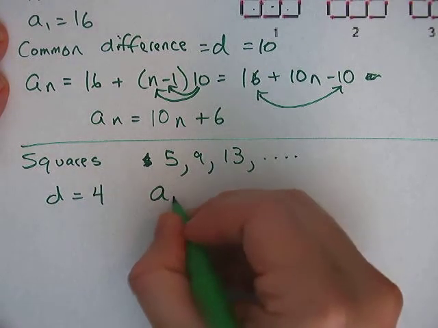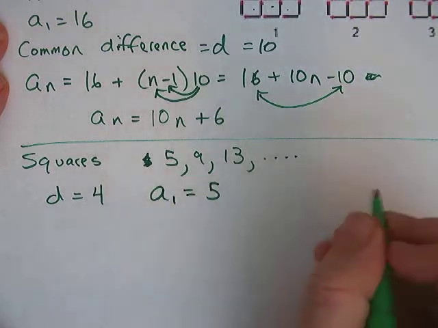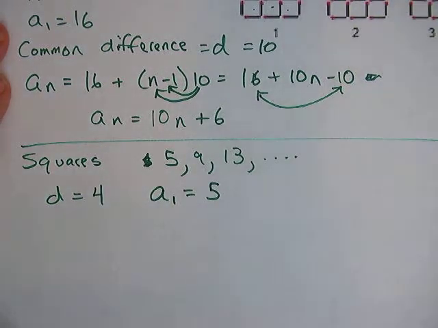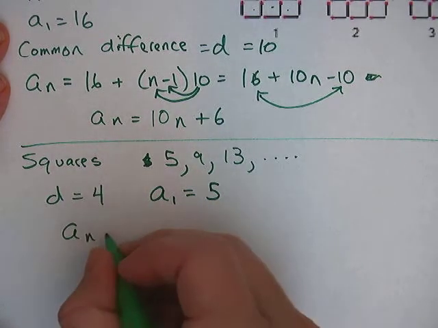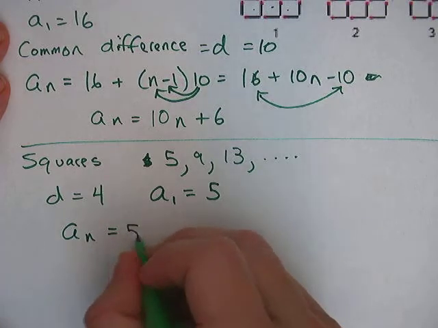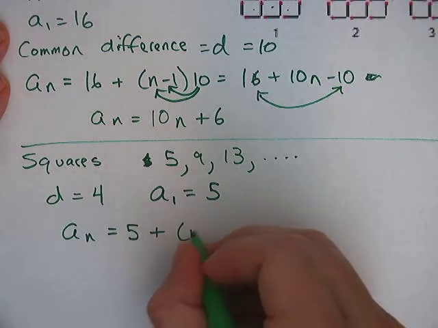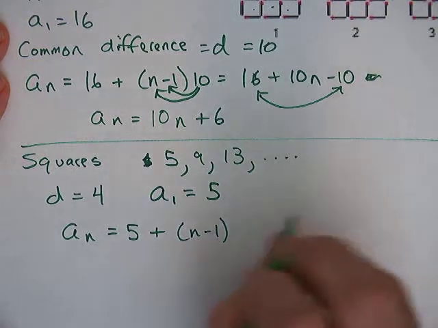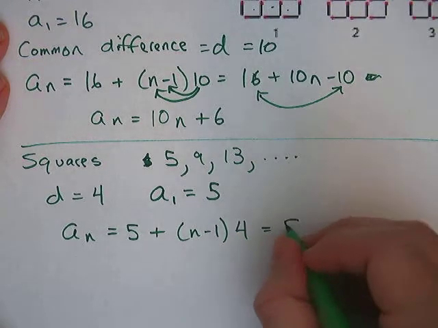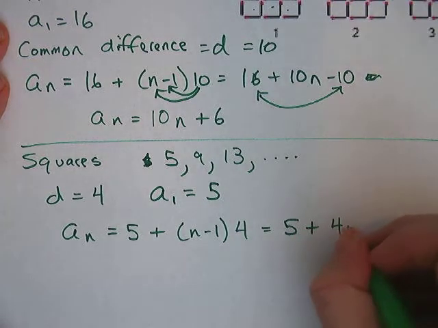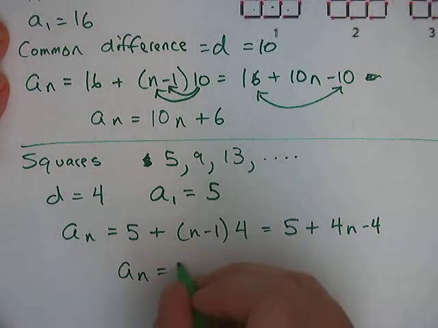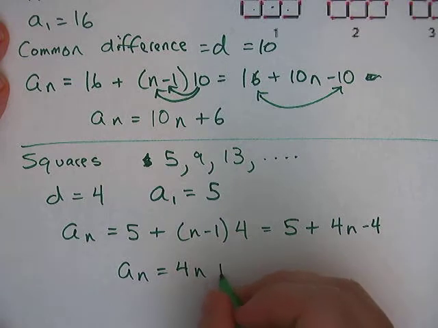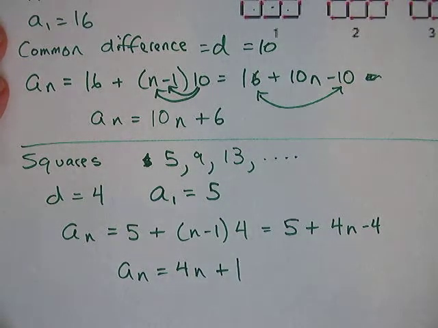What's our first term, a sub 1? Well, that's equal to 5. So to figure this out in terms of squares instead of matchsticks, which again the problem didn't ask, but we want to do a little extra, we get a sub n is equal to 5 plus n minus 1 times the common difference of 4. That is equal to 5 plus 4n minus 4. So a sub n is equal to 4n plus 1 for the squares, not the matchsticks.